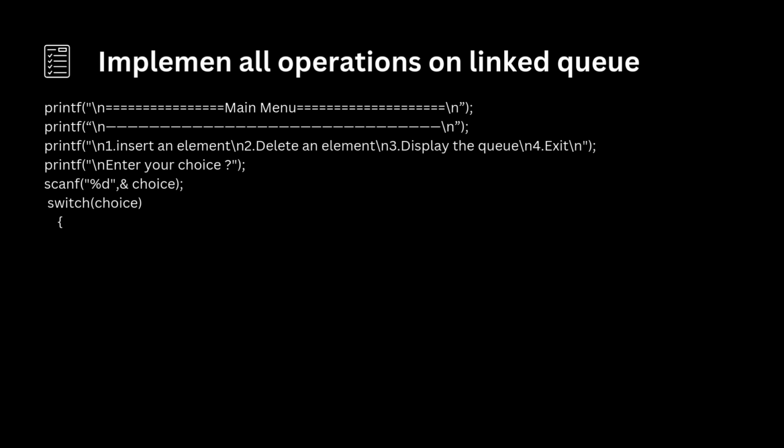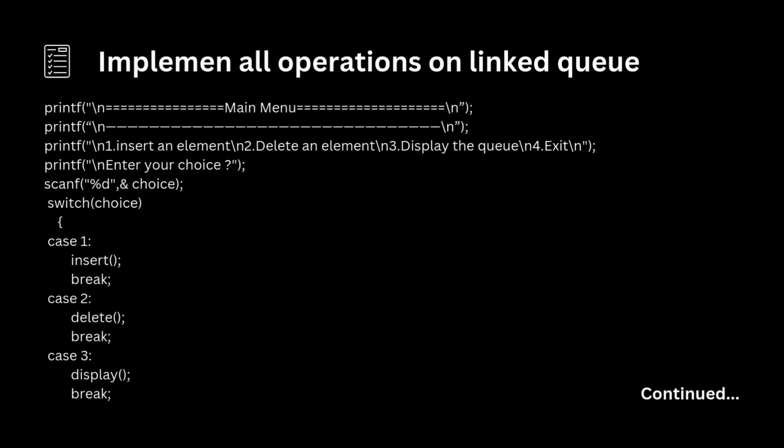Case 1. If the user chooses 1, the insert function is called to insert an element in the queue. Case 2. If the user chooses case 2, the delete function is called to delete an element from the queue. Case 3. If the user chooses case 3, the display function is called to display the elements of the queue. Case 4. If the user chooses case 4, the exit function is called to exit the program.